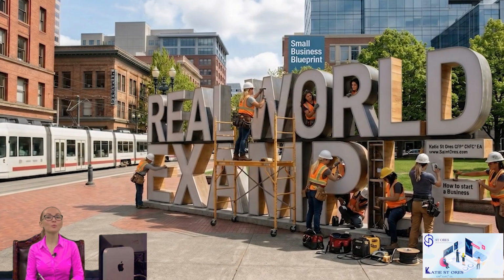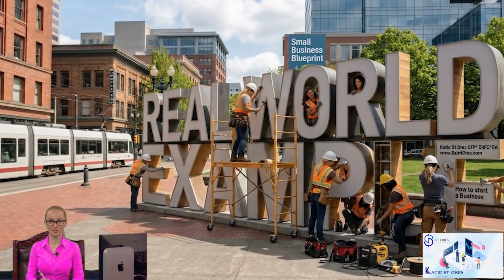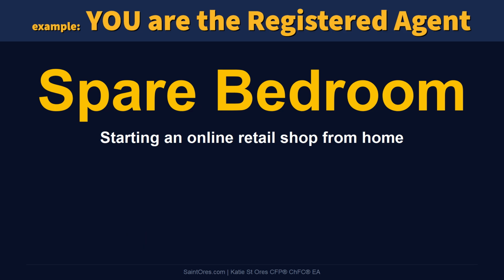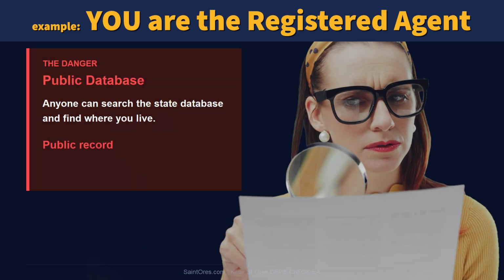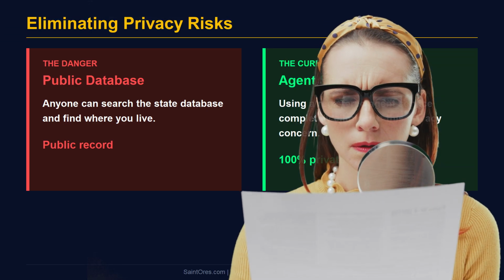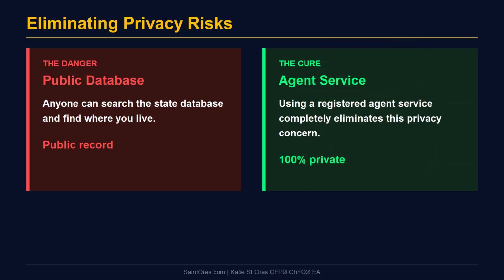Let us look at a real-world scenario to illustrate how this works in practice. Imagine you are starting an online retail shop from your spare bedroom. If you list your home address on the public forms, anyone can search the state database and find where you live. Using a registered agent service completely eliminates this privacy concern.